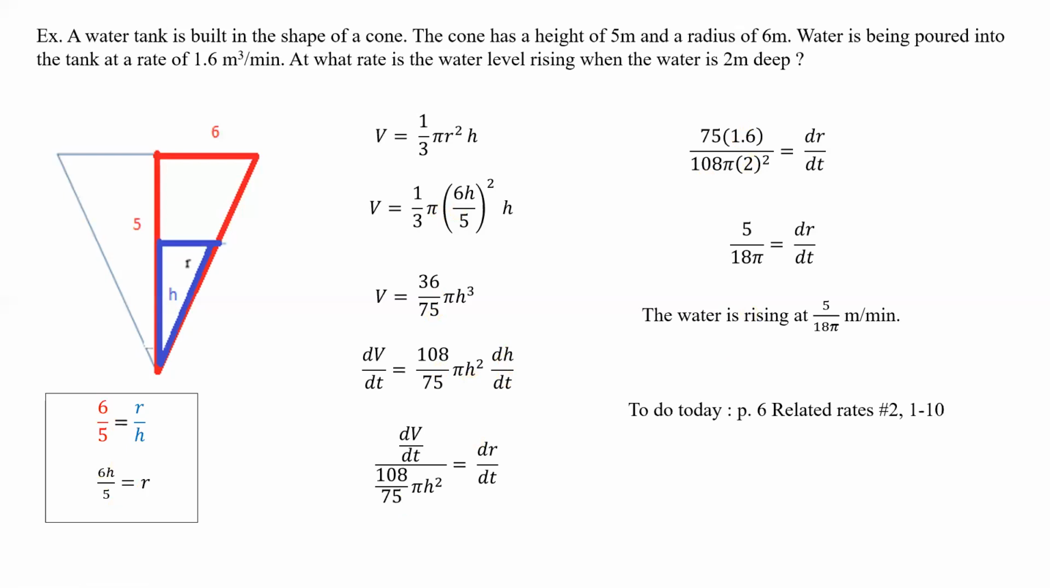Your job today on page 6, we're moving on to related rates number 2. And don't panic, not all the questions look like this. Some of them are exactly what you did yesterday. So if you have 3 variables and 3 rates, take a derivative. 2 variables, 2 rates, take a derivative. The only time you have to do this is when you don't have enough rates to match your variables. If you have any questions, let me know.